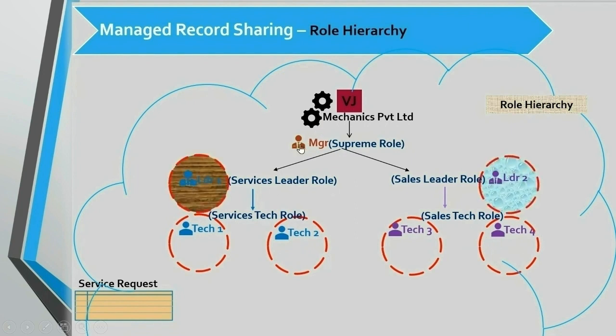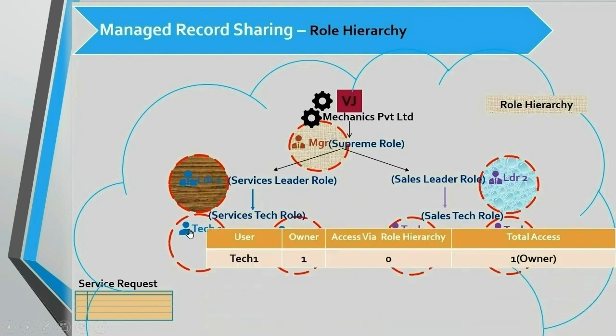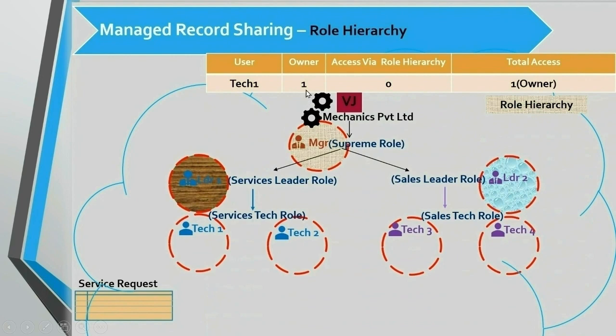The complete access they would be having on those records they have created. Now let's have a look into the access of Tech 1. He would be having only one record access, that is, he was the owner of that record that he has created, and he will not get any other records from his role hierarchy, as he is staying at the bottom in the role hierarchy.